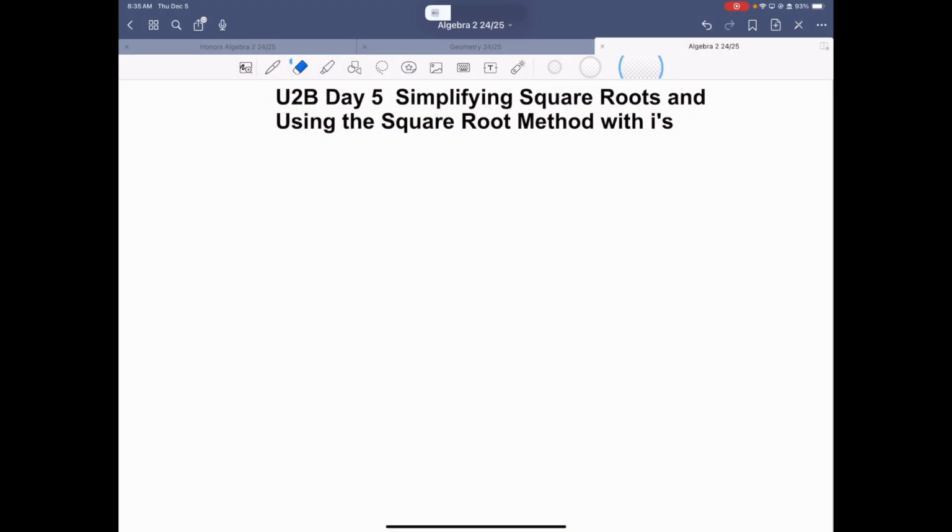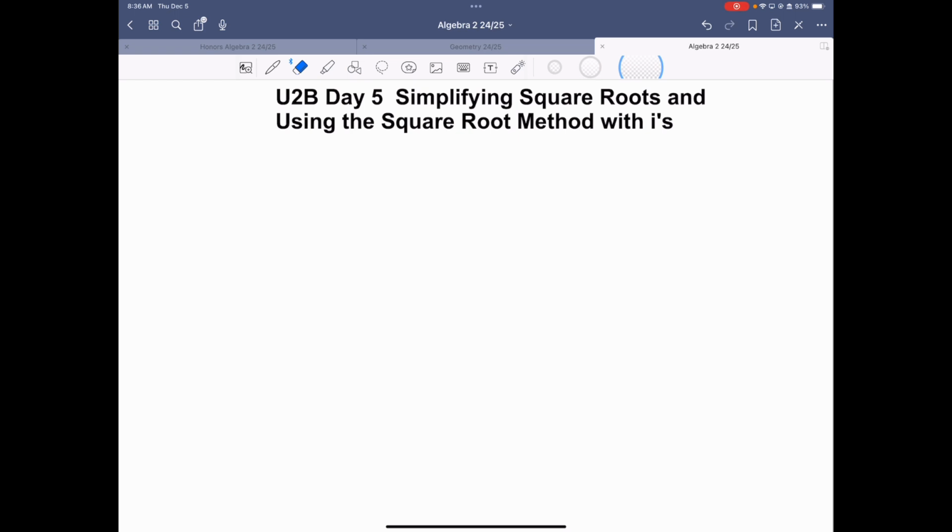To go in Unit 2B. So Tuesday we talked about the quadratic formula. Yesterday we talked about complex numbers and negative square roots and how we deal with them, and all of those different types of things. So these last 2 days, we're going to spend simplifying square roots.